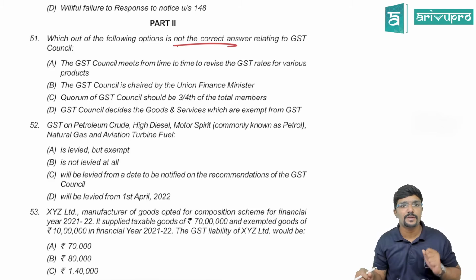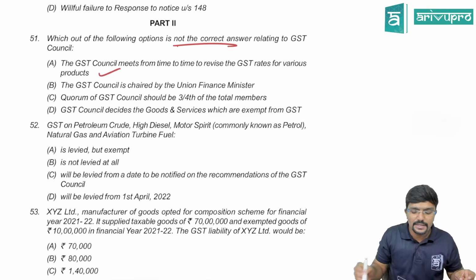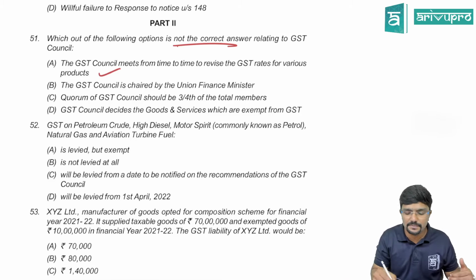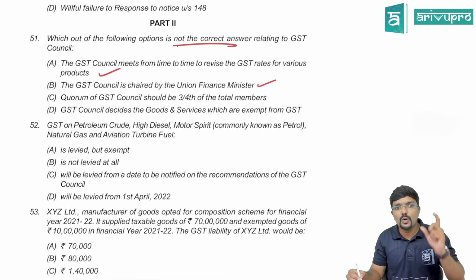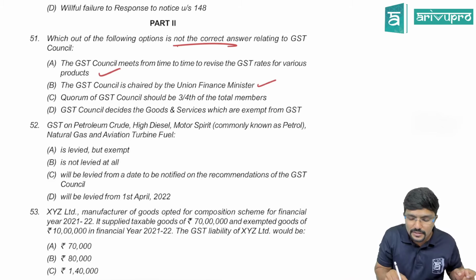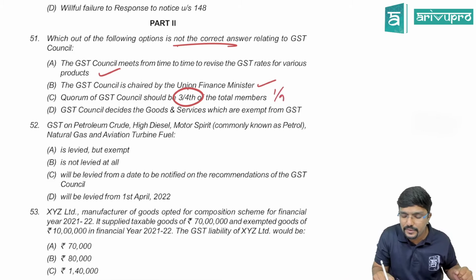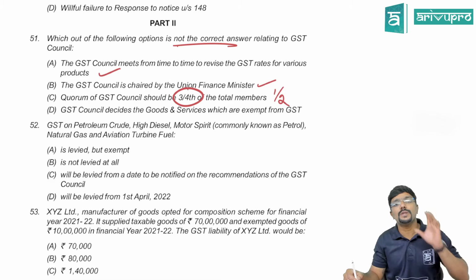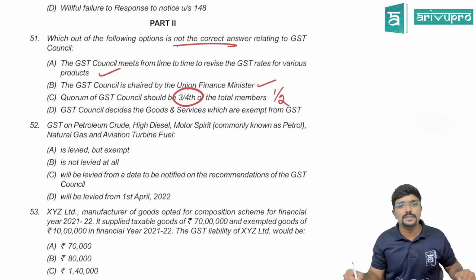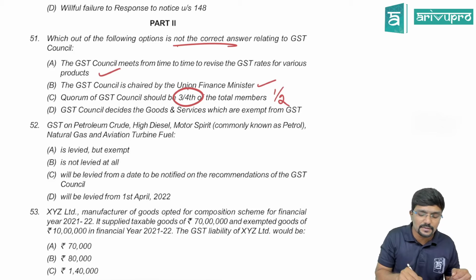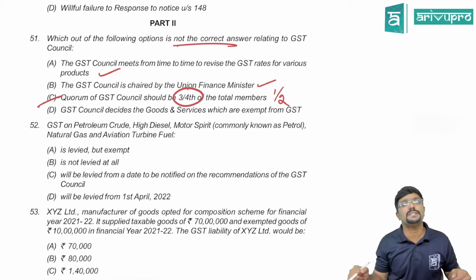Yes, this is correct. Then GST Council is chaired by the Union Finance Minister. The chairperson of GST Council is the Union Finance Minister. Yes, correct. Then the quorum of GST Council should be 3/4 of the total members. Actually, it is 1/2, the quorum. The last one, GST Council decides the goods and services which are exempt from GST. Any decisions with respect to GST, including exemption, will be taken by GST Council. So the answer, what is not correct, is C, guys.